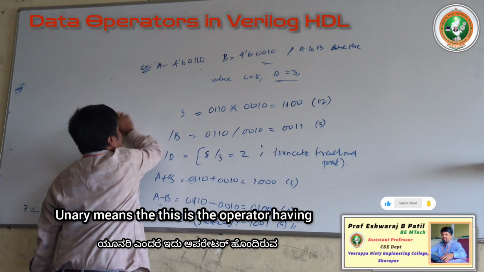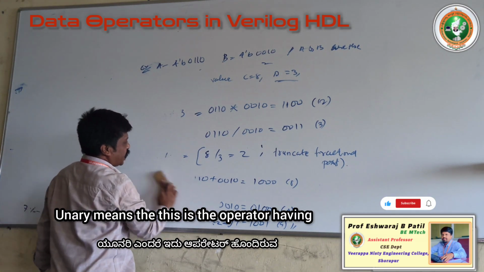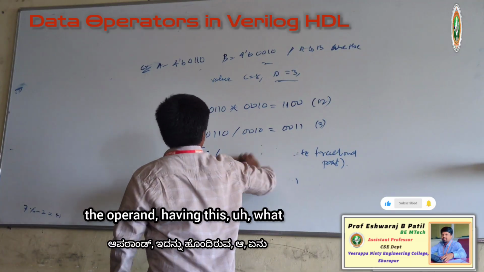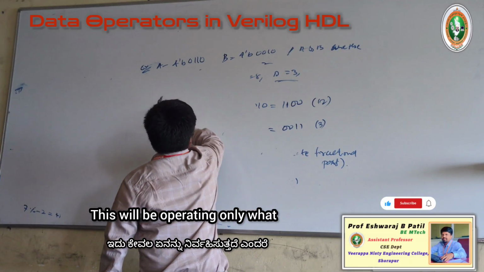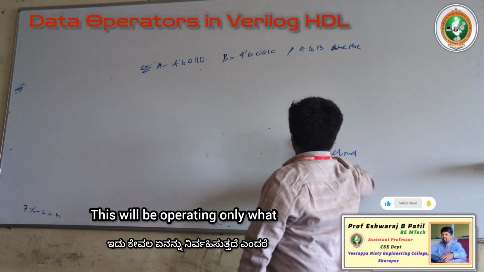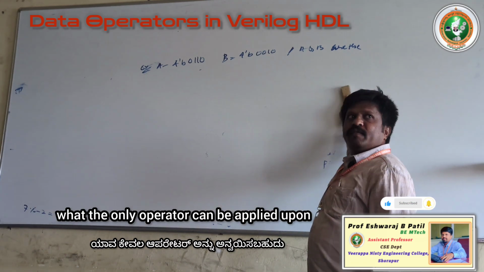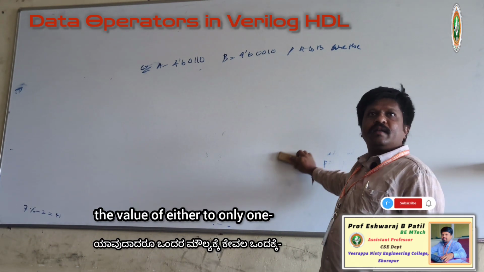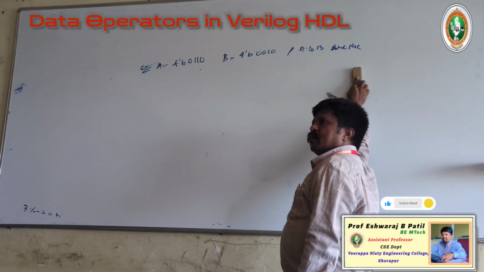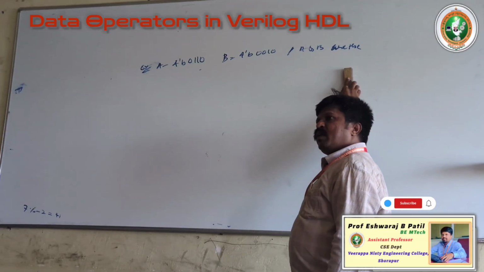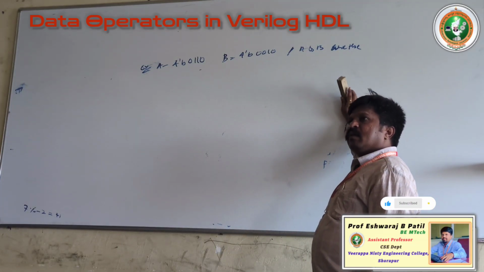Unary means this is the operator under the arithmetic operators, so these are to be operated on only one operand. How many operands can we apply the operator to? Only one value.